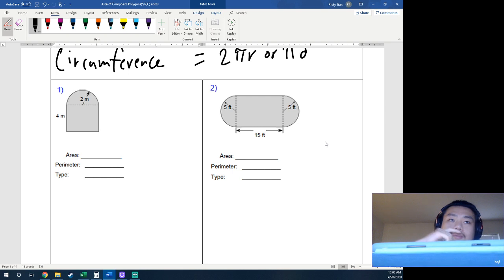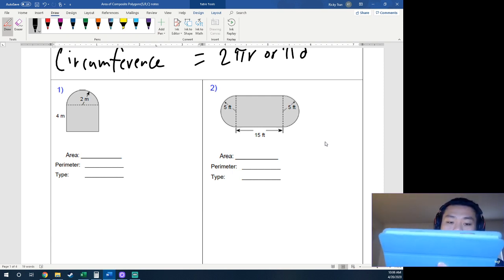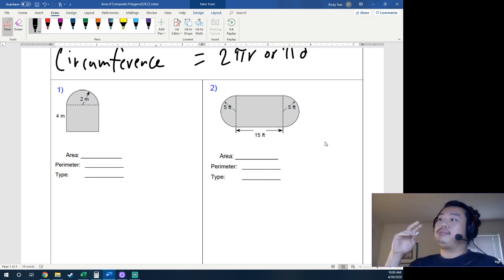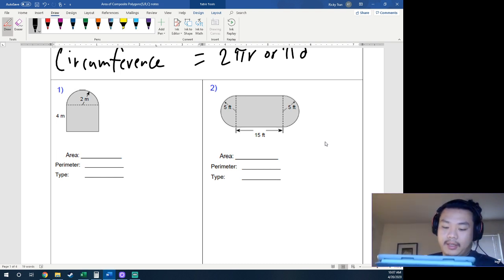Okay. So we're gonna start with this one here. Number one. This is a composite shape, so there's two different shapes that we're gonna go over. Now, this is a half circle or a semicircle. In a semicircle, you're still using the same formulas for a circle, except everything you do is going to be divided in half because it's half of a circle. So this is a square plus a circle.